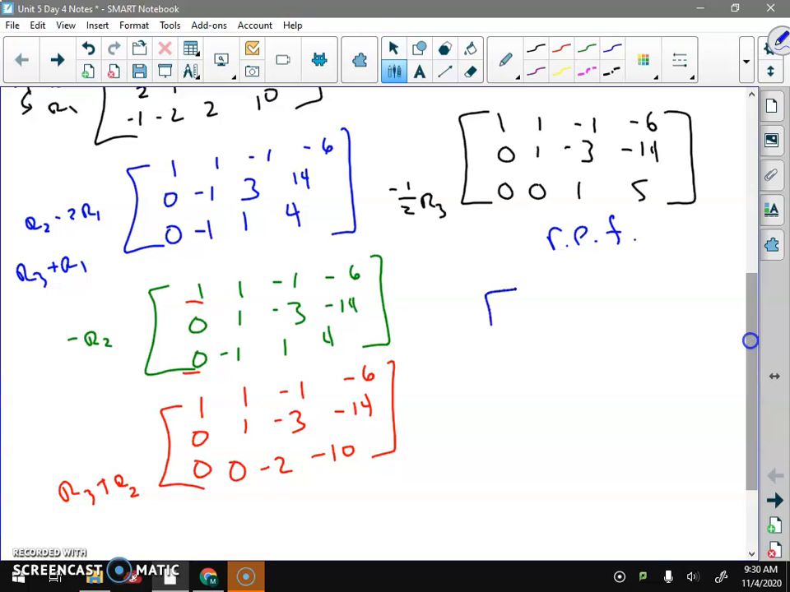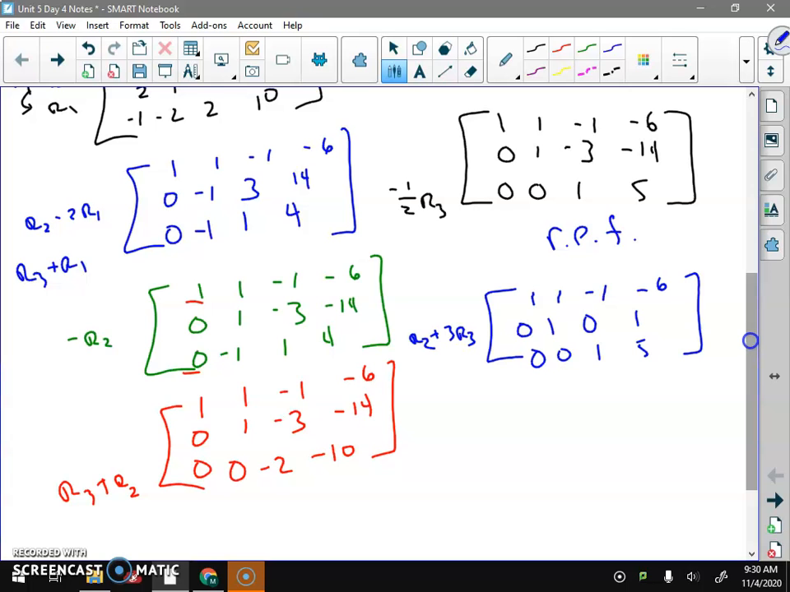Blue iteration number 5. 1, 1, negative 1, negative 6. I'm never touching row 3. Tells me z equals 5. And what am I doing to row 2? I'm going to use row 3 to get rid of the negative 3. Row 2 plus 3 row 3's. 0 plus 0 is 0. 1 plus 0 is 1. Negative 3 plus 3 is 0. Negative 14 plus 15 is 1. I know that z is 5. I know that y is 1.